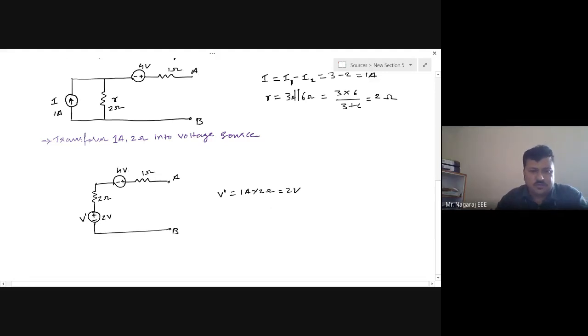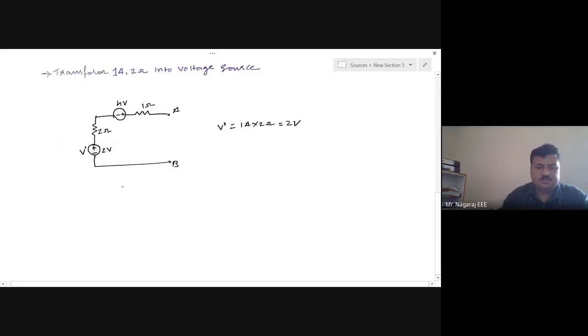Now I have 2 voltage sources in series. I can conveniently take the effective value. What I can get from this is, 2 ohm and 1 ohm are in series between A and B. And this series resistance can be drawn after the source or before the source. It doesn't matter. Between A and B, this is 3 ohms, that is 1 ohm plus 2 ohm.